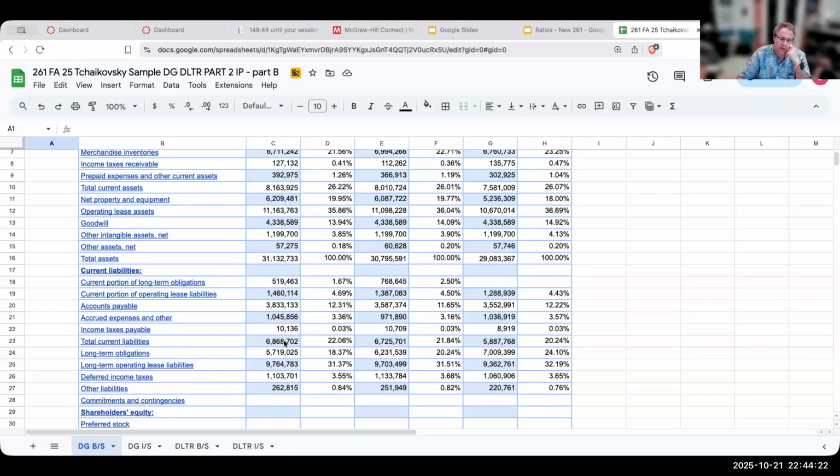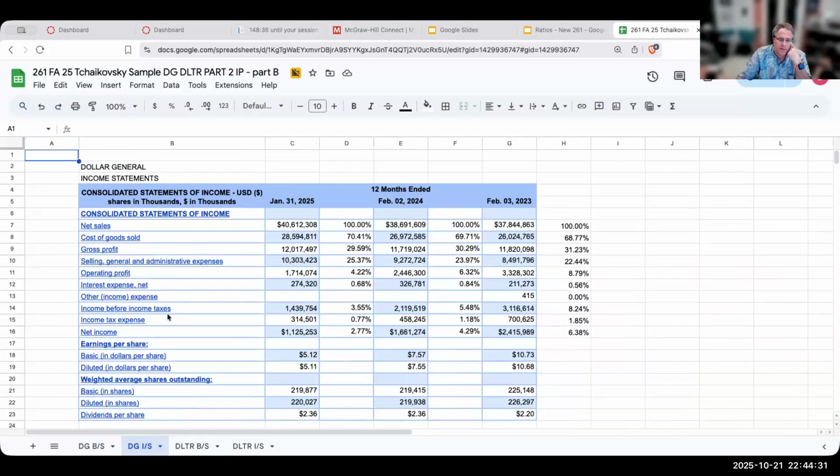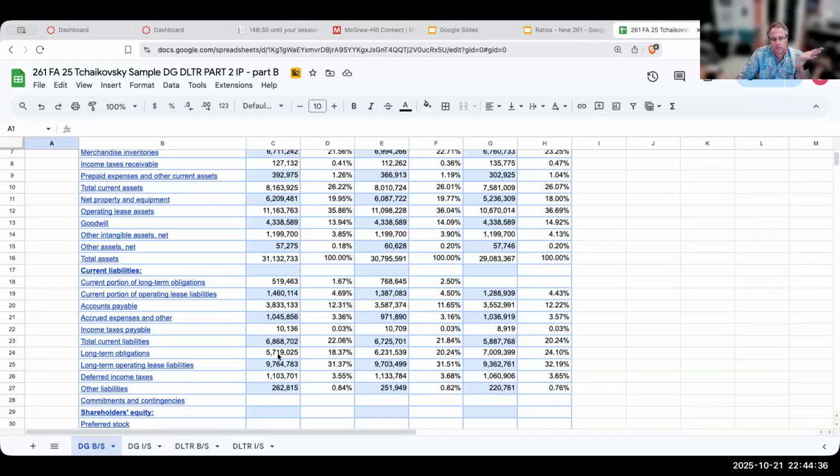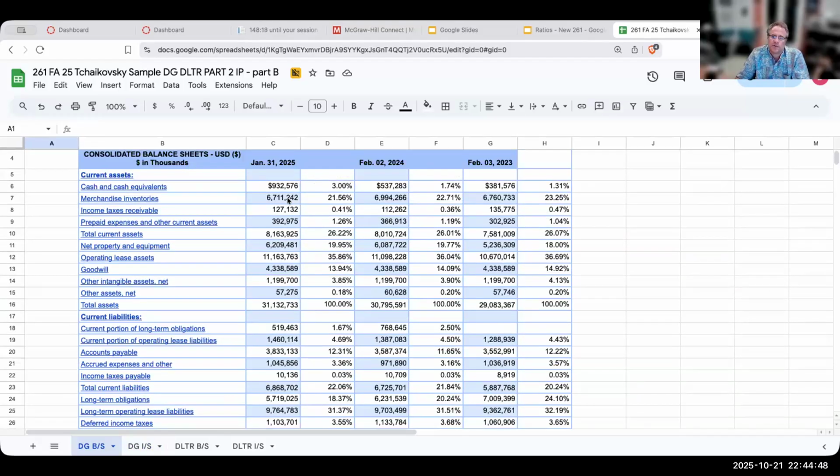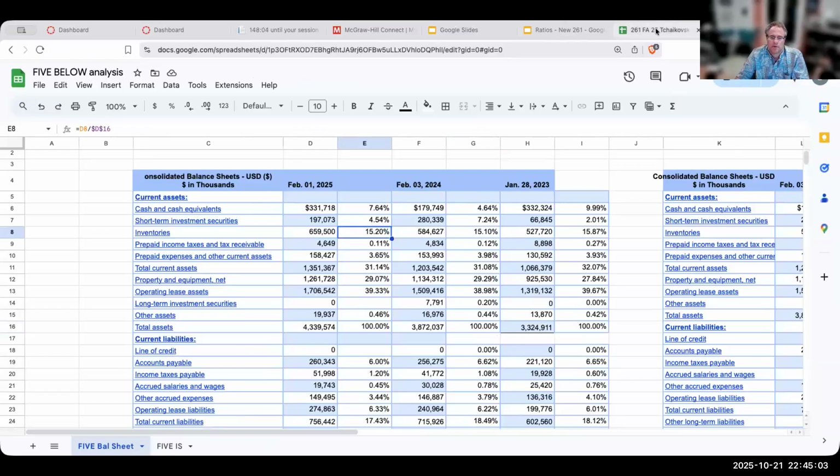What we also look at over here is the long-term obligations. Dollar General looks like they have debt, so they do have interest expense, which would be normal because they have long-term obligations. This also helps us compare the companies. If Dollar General is comparable to Five Below, the merchandise inventories are about 21% of total assets, whereas with Five Below it's about 15%.